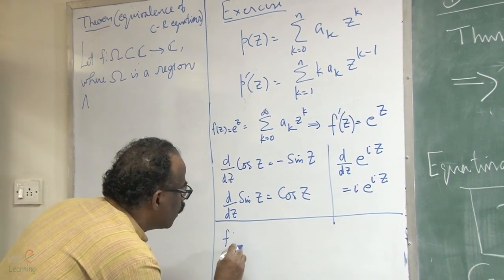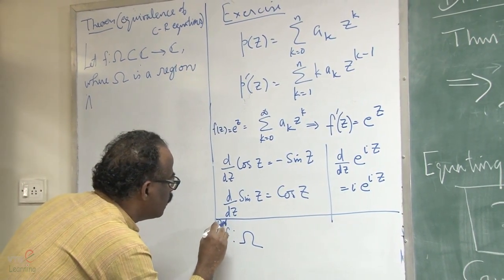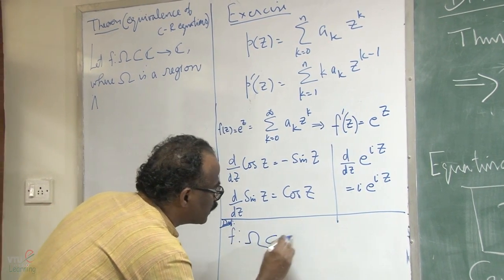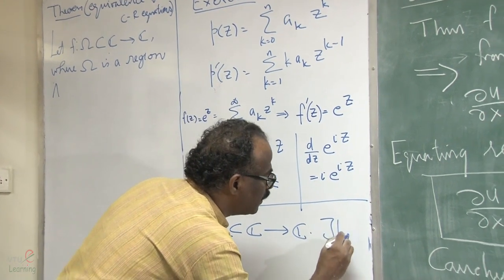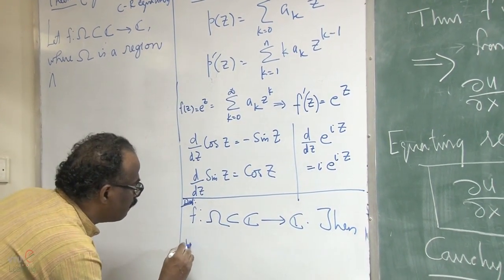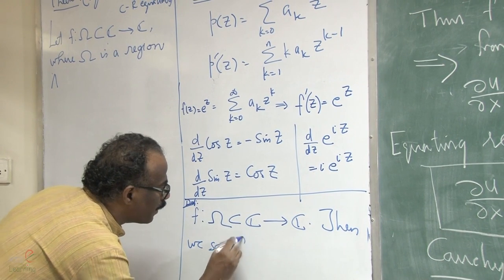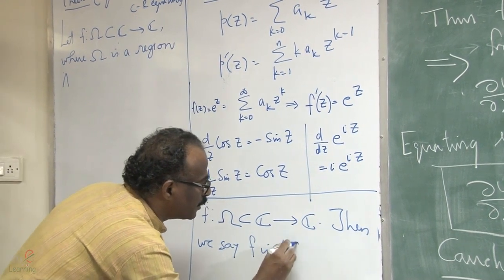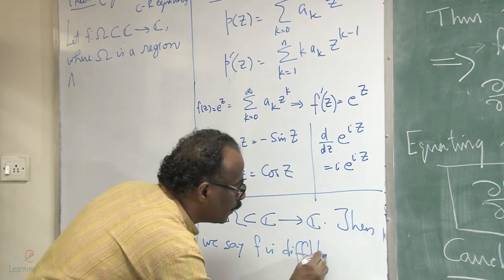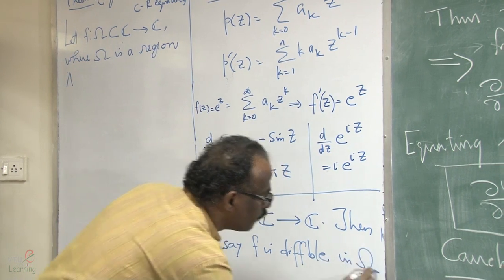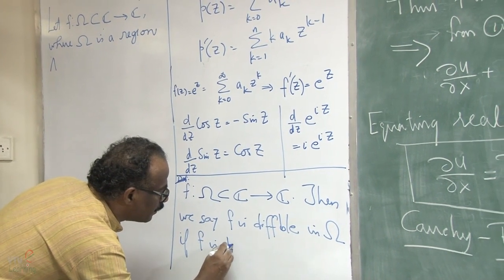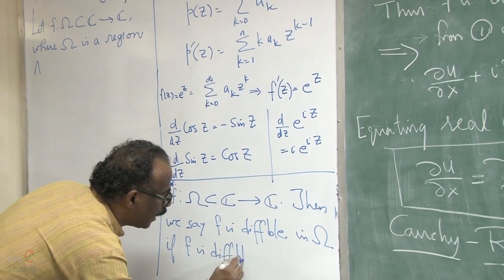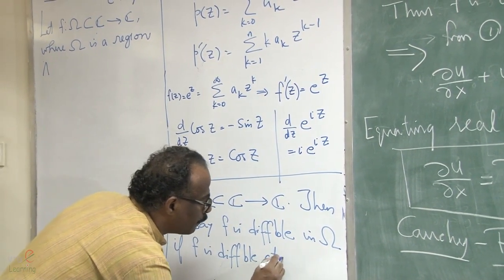This is a definition: f from omega, a subset of C, to C. Then we say f is differentiable in omega if f is differentiable at all points in omega.